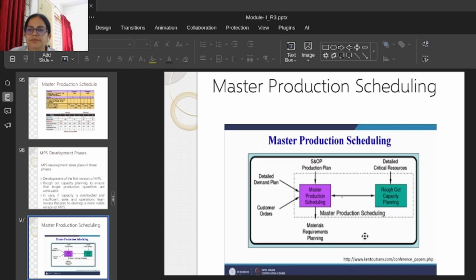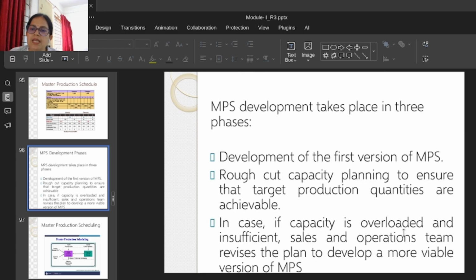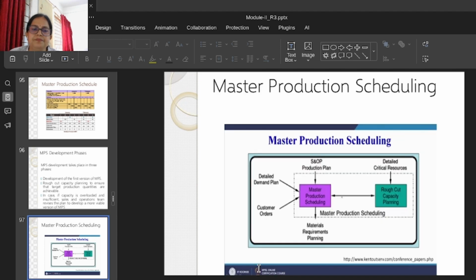This is the picture showing us. This is taken from a Swayam NPTEL slide. This is a very good slide. It shows that first the MPS we plan goes through rough cut capacity planning. We have already discussed rough cut capacity planning, which ensures that target production quantities are achievable. In case the capacity is overloaded and insufficient, the sales and operation team revise the plan to develop a more viable version of MPS.